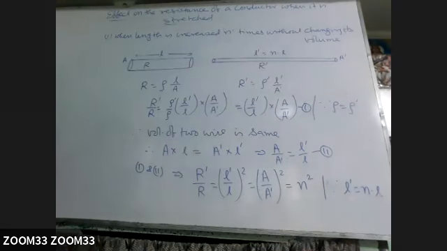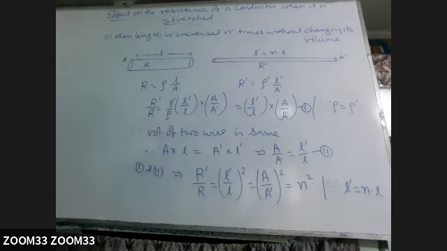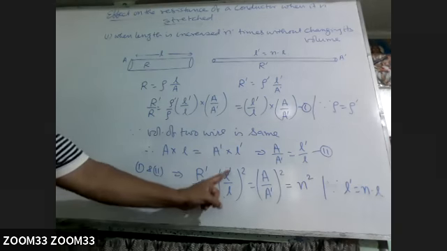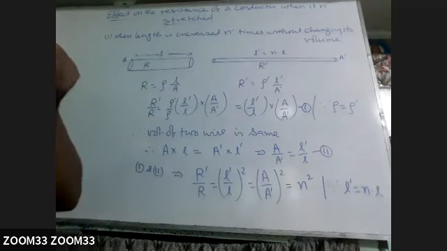If you are given length is increased 5 times, 3 times, 1 time, then we can directly use that. If it is said length is increased by 10%, then L dash we have to find. L dash will become 1.1 of L. So then this is the general formula: L dash by L whole square.